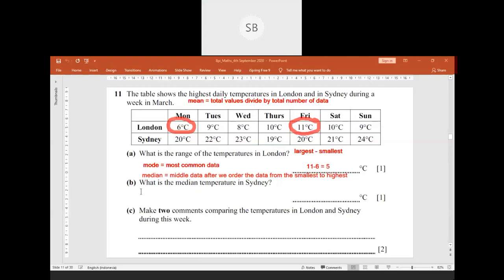Okay then. For question B, we have to find the median temperature in Sydney. So we have to reorder them from the smallest to the highest first before we find the median. So we order it from 19. After 19, 20 and another 20, another 20, then 21, 22, 23, and 24. Is there any number that I missed? It's only from Monday to Sunday, which is 7.